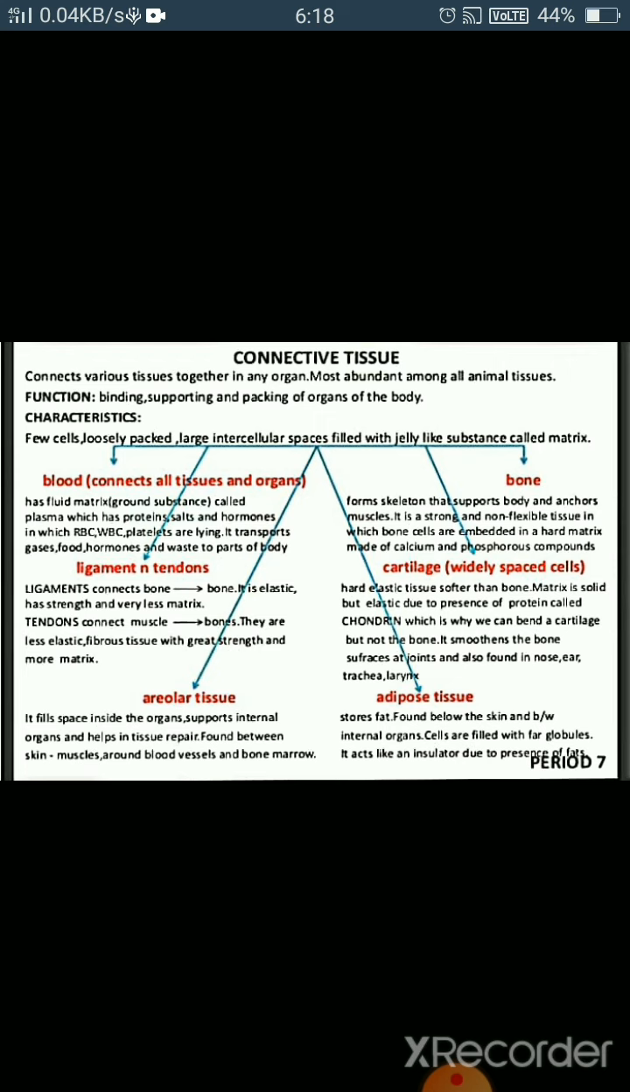And the last one is adipose, fat storing tissue. Fat storing adipose tissue is found below the skin and between internal organs. The cells of these tissues are filled with fat globules. Storage of fat also lets it act as an insulator. Insulator means to protect the organ from the heat and cold. So these are the connective tissues which connect each and every part of the body.